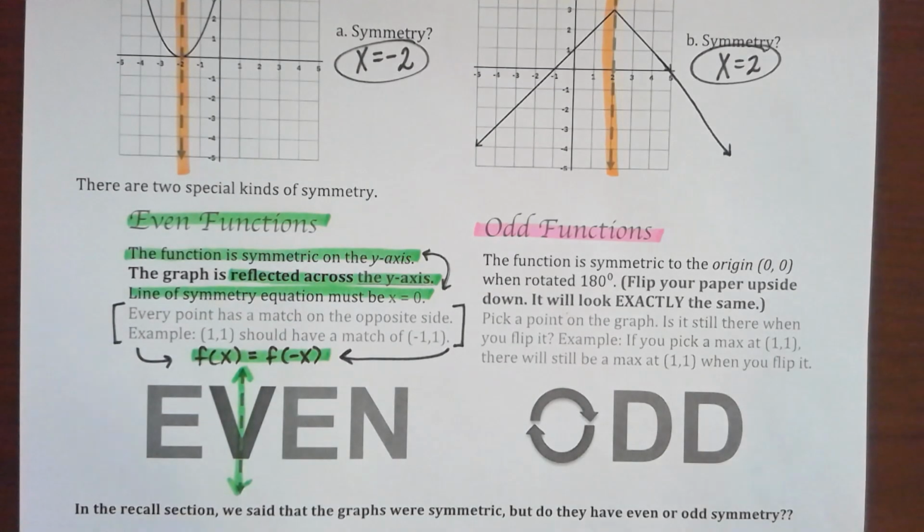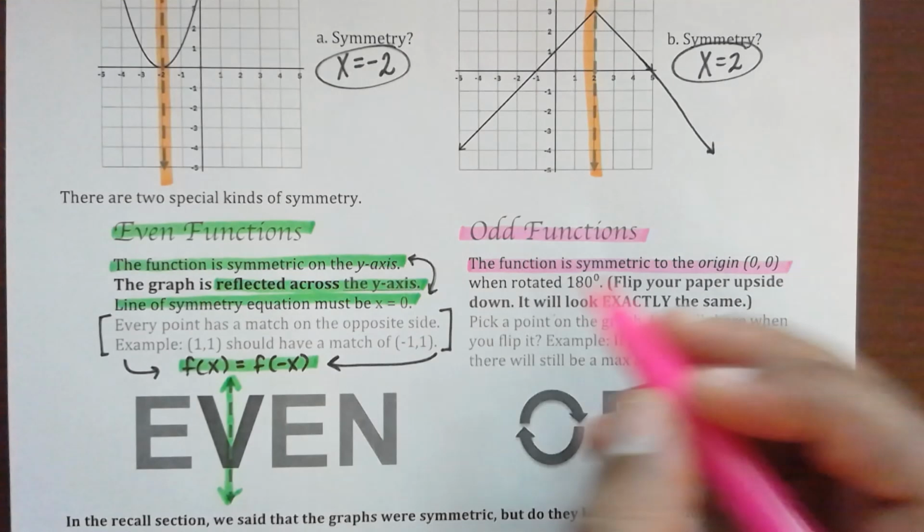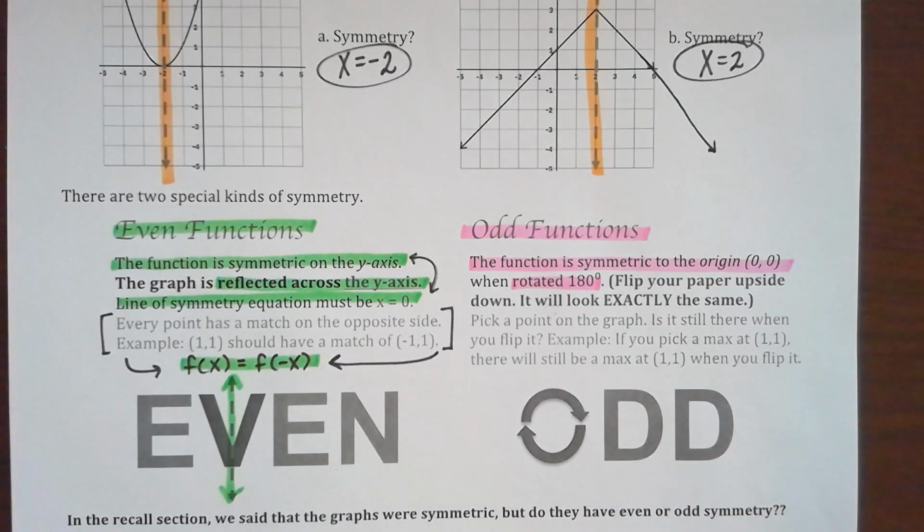Odd functions. It's symmetric to the origin when rotated 180 degrees. So if you flip your paper upside down, it should look exactly the same. Exactly. So a cubic function is a beautiful representation of an odd function. The key here is it must cross through the origin. Let me stress that. It must cross through the origin. If it does not cross through the origin, it is not a possibility of being an odd function.